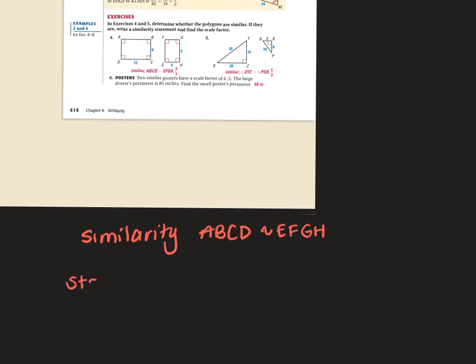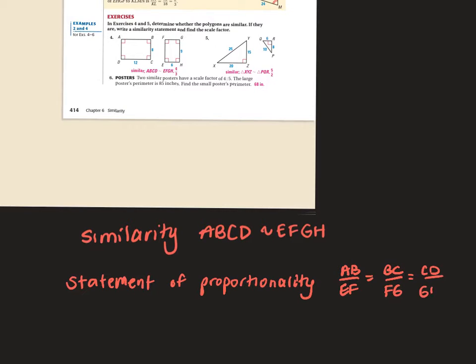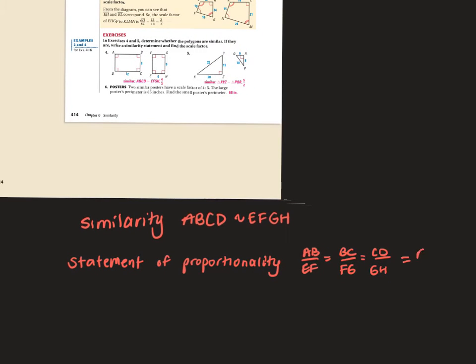The statement of proportionality is the individual side lengths, like AB to EF equals BC to FG equals CD to GH equals AD to EH. That's the statement of proportionality. And if it asks you which angles are congruent to which angles, you would do each individual pair of angles. So A to E, in this case they were all right angles, but angle C to angle G and angle D to angle H.